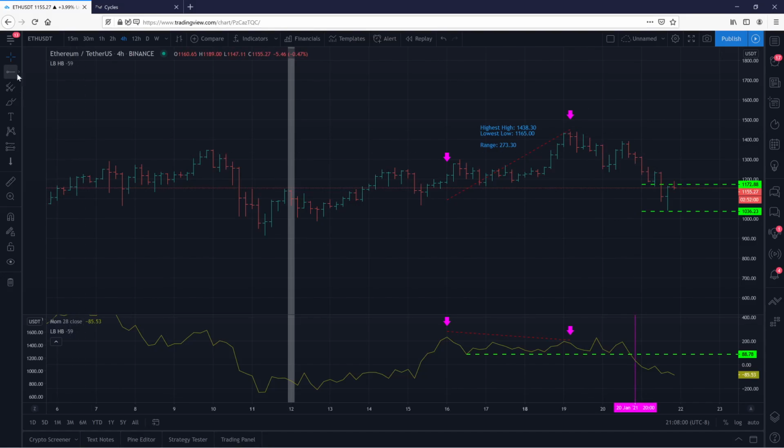To find your stop loss, you take the open and add the full range, and this would be your stop loss where you would exit out of the position if you were in a short. And that is how you find bearish divergence.